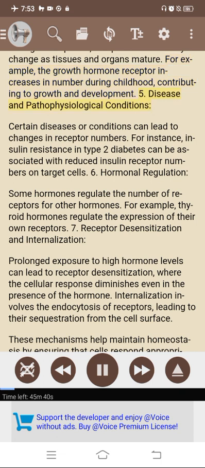5. Disease and pathophysiological conditions. Certain diseases or conditions can lead to changes in receptor numbers. For instance, insulin resistance in type 2 diabetes can be associated with reduced insulin receptor numbers on target cells. 6. Hormonal regulation. Some hormones regulate the number of receptors for other hormones. For example, thyroid hormones regulate the expression of their own receptors.